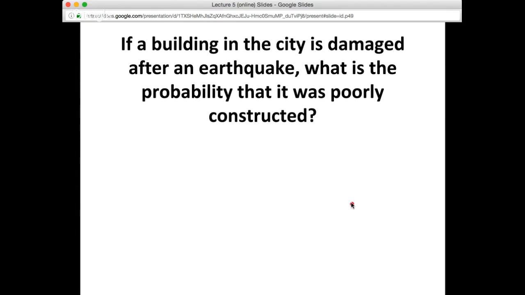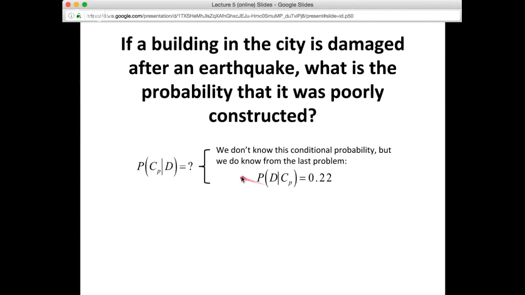And then another question is, if a building in the city is damaged after an earthquake, what is the probability that it was poorly constructed? You can imagine that if you were an insurance company, this might be a very interesting question to try to get an answer to. First, we can just write out what the probability statement would be. We're really asking, given that the building was damaged in the earthquake, what is the probability that it was poorly constructed? And we haven't been given this conditional probability in the problem statement, but we're given something kind of symmetrically similar.